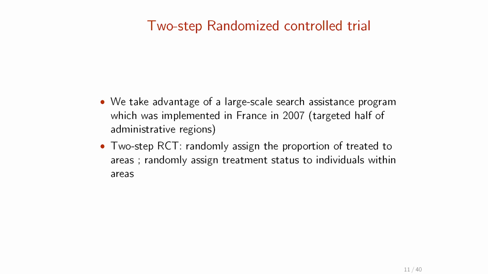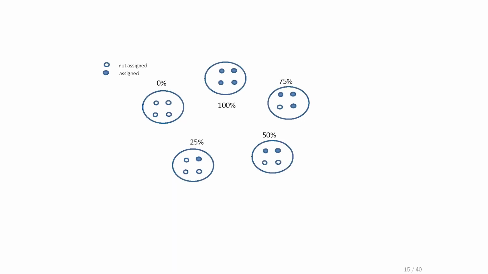So the randomization design here is to go in two steps. It's done at one time, but you first randomly assign the proportion of treated to areas, and then you randomly assign treatment status to individuals within areas. Let me show you a graph of that.